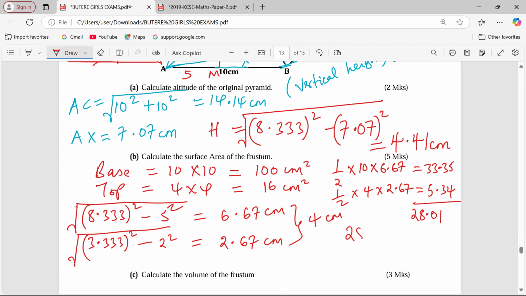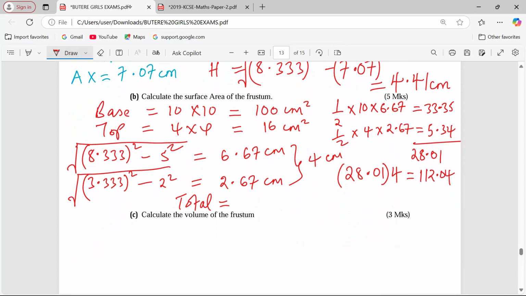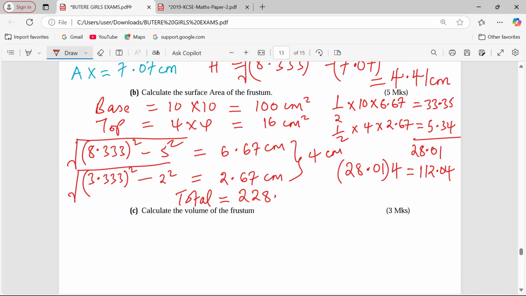Now we take 28.01 and we multiply by 4 such faces. So by 4, this will give us 112.04 square centimeters. So the total surface area will be, when we add the base 100, the top 16, and the slanting edges totaling to 112.04, this gives us 228.04 square centimeters. That is the total now.